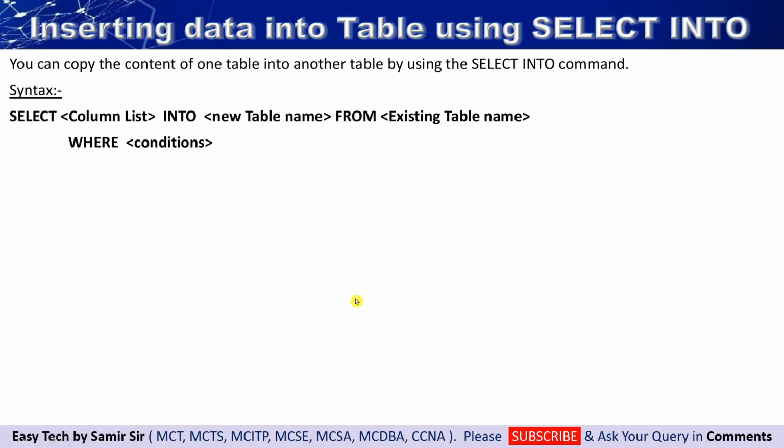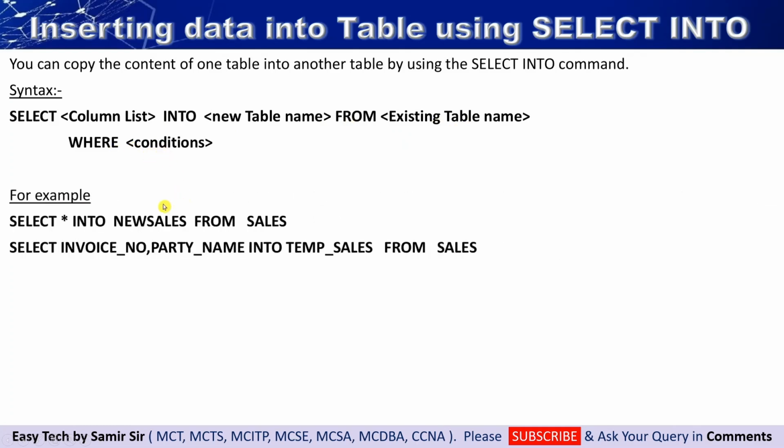Now the next statement is inserting data from a table using select into. Sometimes you want to get a backup of one table by inserting all the data from one table into a different table. So you can use a select into statement. The syntax is select column list into new table name from existing table name. If there are some conditions, you can use a where condition. For example, select star into new sales from sales.